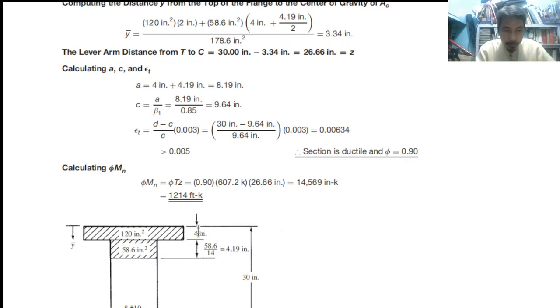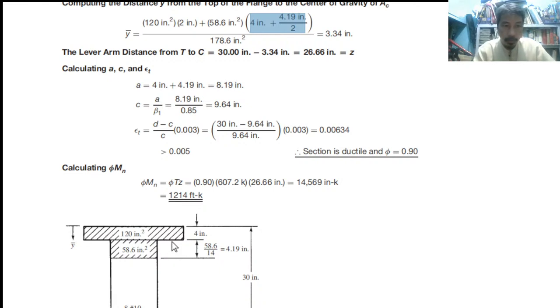Okay, that is the 4.2. Okay, so therefore, we have .34. That is our centroid. Centroid of this whole shaded area. That is the centroid of the whole shaded area.